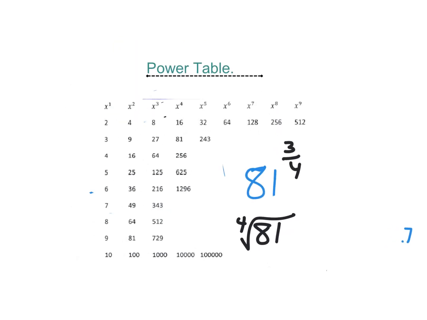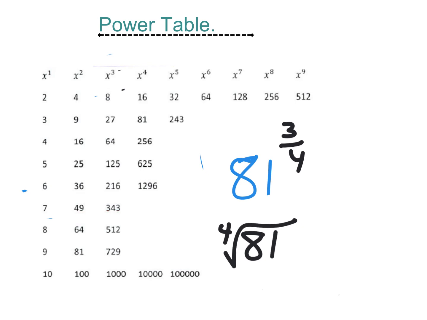Okay, so here's how you do this. Fourth root of 81. Did you guys find 81 on the chart? Did you realize it was right there? You can also do it in calculus. Yeah, you're right. You absolutely can. And here's the fourth root of 81, and you go over here, and it's 3.